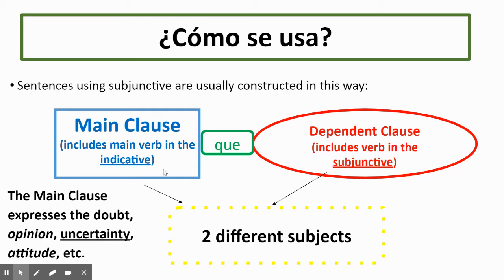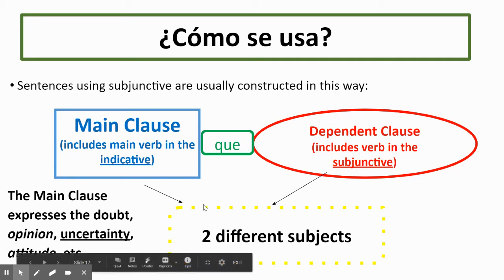We will separate our main clause and our dependent clause by the word que, which in some cases will have a translation of the word that, sometimes, not always. And then we will continue our sentence using that dependent clause with the conjugation of the verb in the subjunctive. Here, in the red bubble, you will use your yo drop swap. Here, in the main clause, you will simply use present tense regular.